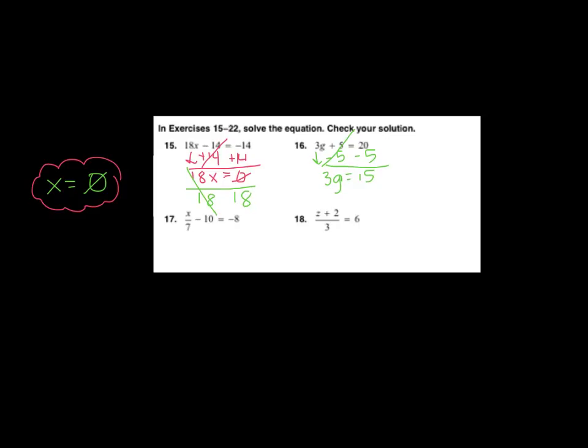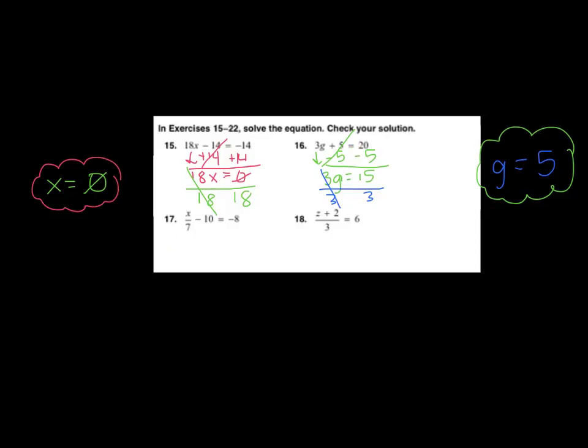Now the opposite of multiplying by 3 would be to divide both sides by 3. 3 divided by 3 will leave me with g by itself, and 15 divided by 3 is 5. So I find out that g is supposed to be equal to 5, but let's check it. So I'm going to take this 5 and I'm going to put it right there where g is. 3 times 5 is 15, plus 5 is 20. So I know I did this problem correct also.